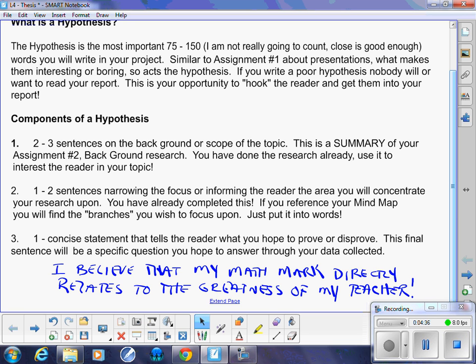Okay? So very simple. All right, you've done all the research. You're not going out and making up extra stuff. I just want a nice 2 or 3 sentence summary of your background research. So that's from assignment number 2. I want a couple sentences about your mind map. What's your focus? What branches are you going to focus on, or what areas are you looking at within the background research? And then that final statement, so when I read this report, I'm going to see that math marks are directly related to how wonderful and fantastic the math teacher is. That's what your focus of the data will be on, of course.